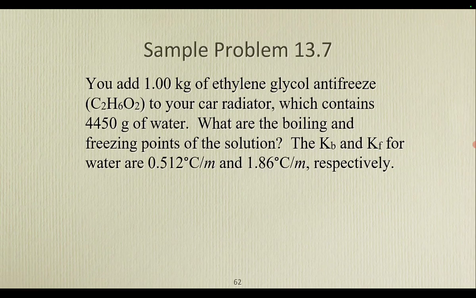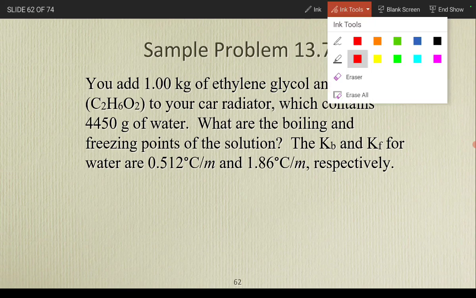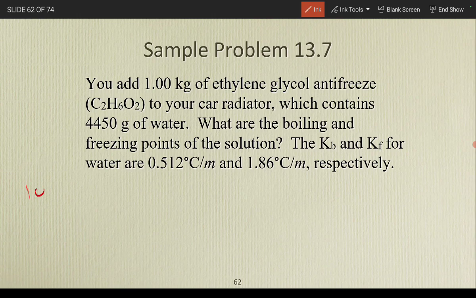And then the next one, kind of the same idea, just a different quantity of these components in this solution, but we still have ethylene glycol in water. So we still got the same Kb and Kf values. We've still got the same molar masses for these ones. So for the ethylene glycol, 1 kilogram is just 1,000 grams. So if we've got a molar mass of 62.07 grams per mole, that means we're going to have 16.1 moles of this substance.